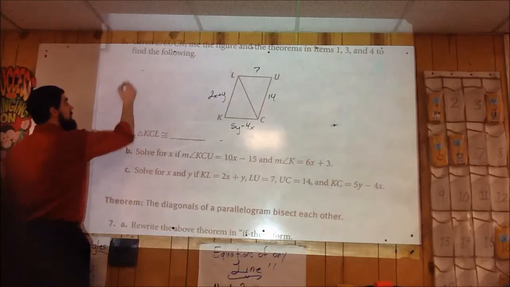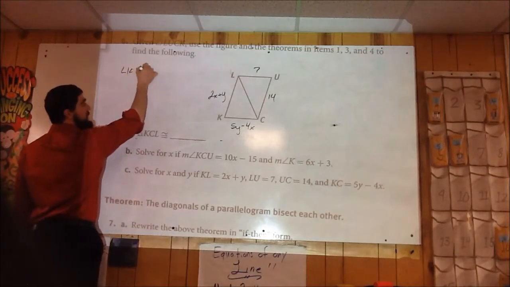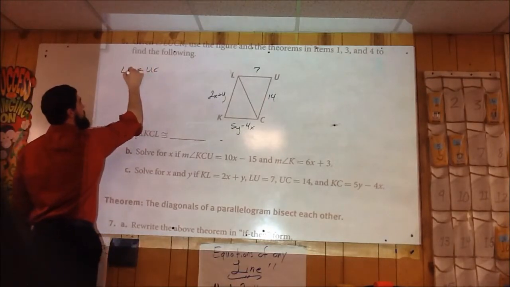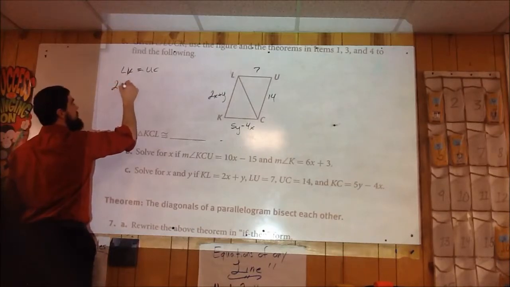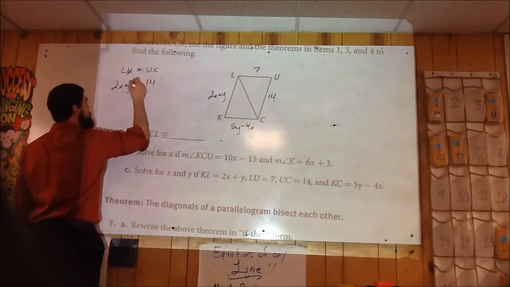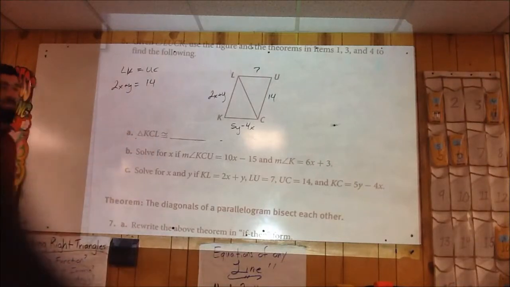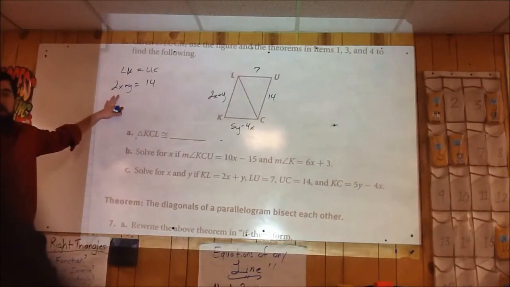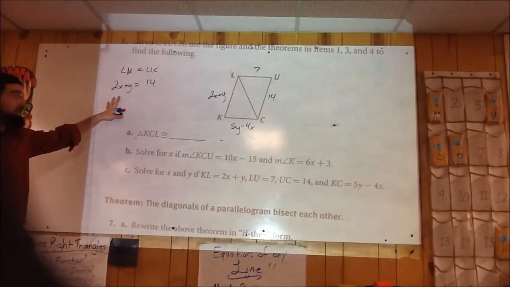So there's some equations that we can come up with that would be true. For instance, the length of segment LK is equal to the length of segment UC. That's a true statement. So when I plug in these expressions, I get that 2x plus y is equal to 14. Can we solve this equation right now? Why not? Two variables. We don't know how to solve one equation with two unknowns.